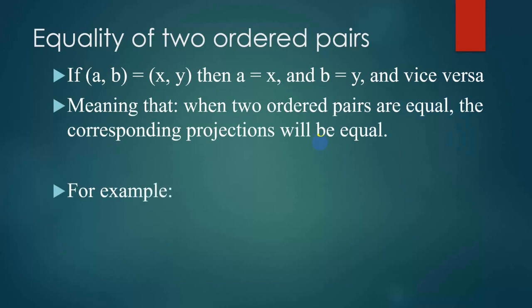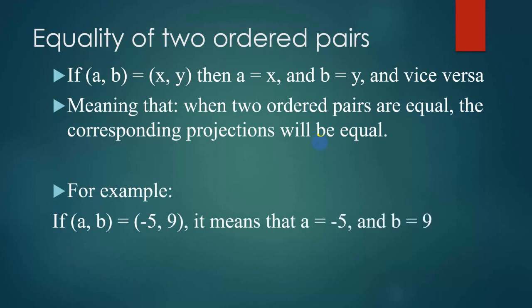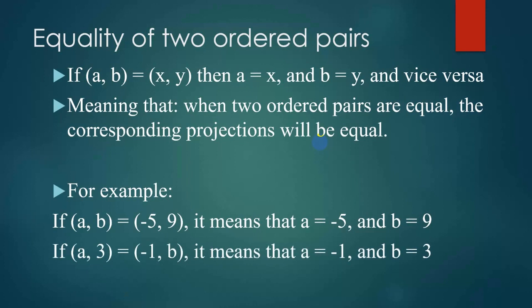For example, if the ordered pair (A, B) equals (-5, 9), that means that A equals -5, the first projection equals the first projection, and B equals 9, the second projection equals the second projection. Okay, another example. If (A, 3) equals (-1, B), it means that A equals -1, the first equals the first, and B equals 3, the second equals the second.